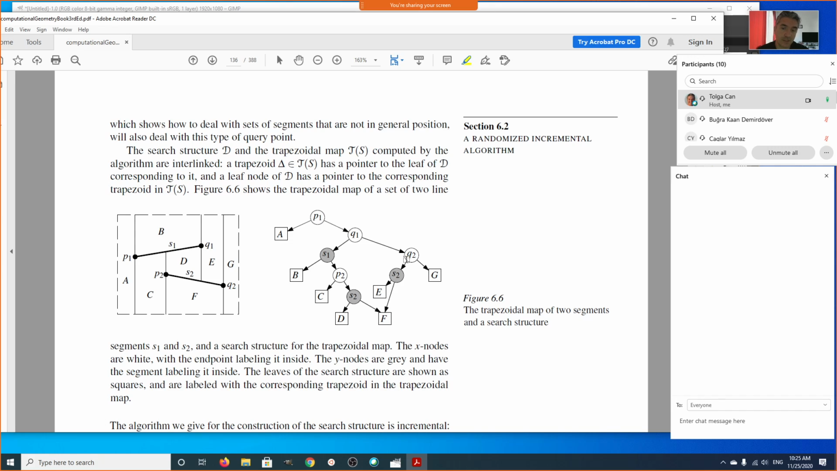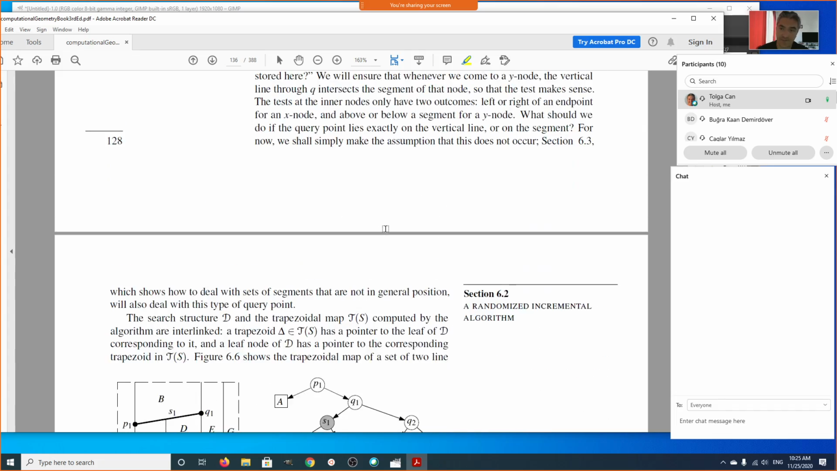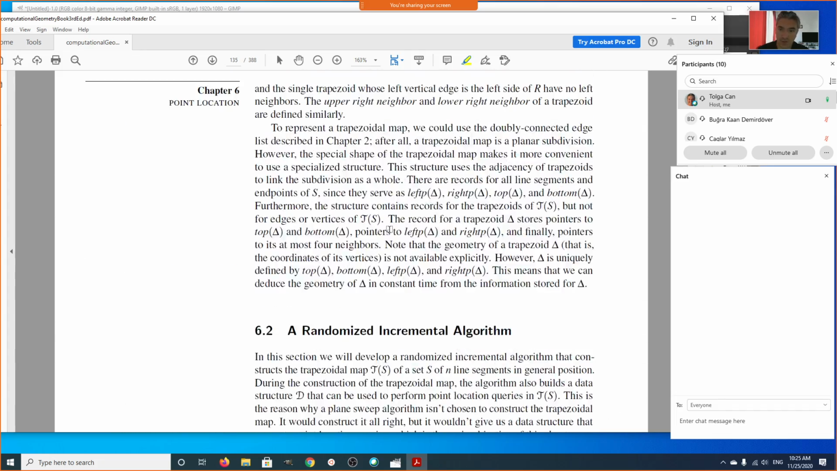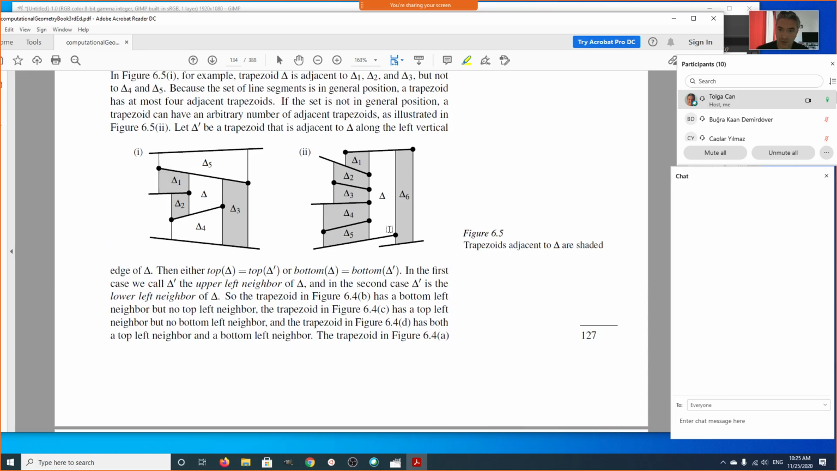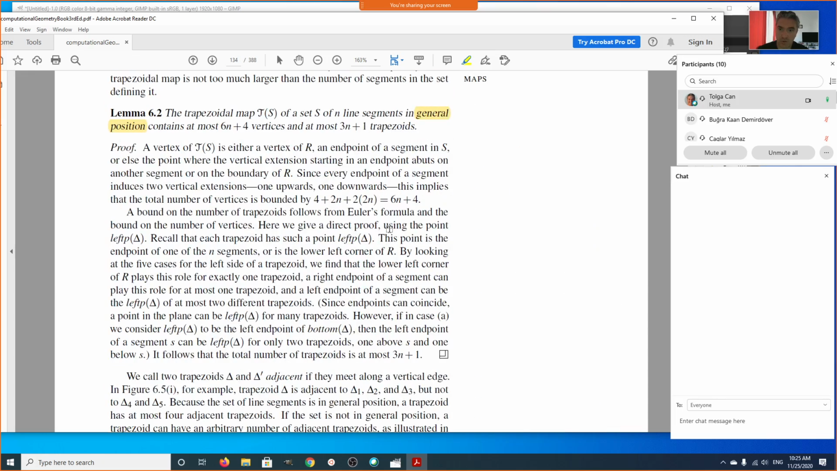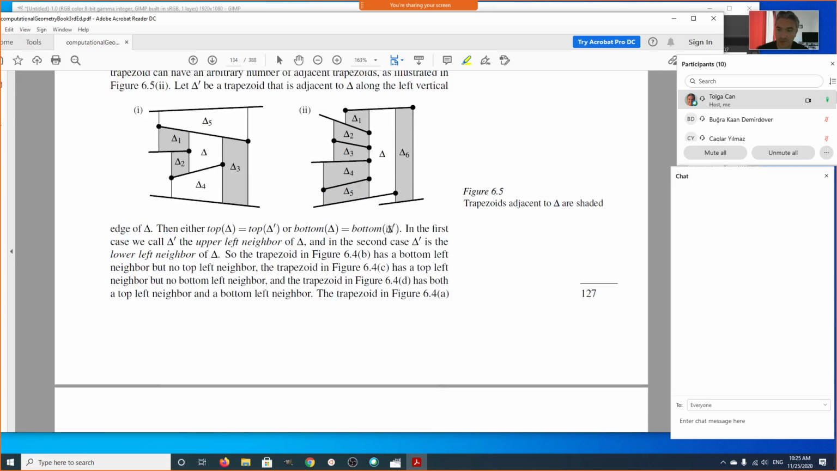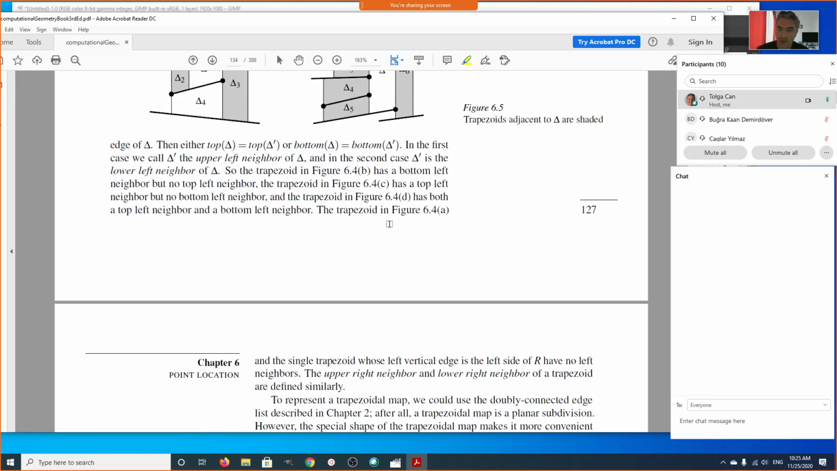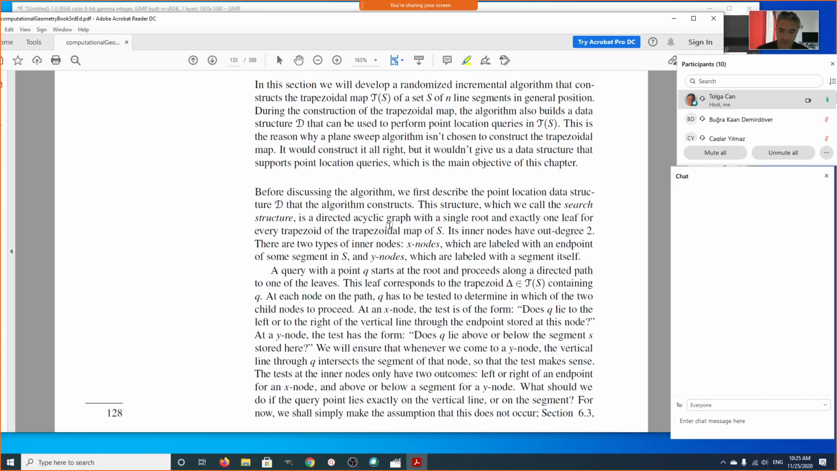And in the randomized algorithm, we'll see that the expected complexity of the search structure will also be linear. All right, so now I think we're ready to talk about the construction of the search structure algorithm. Yeah, we are at that point. Okay, now the algorithm is this.